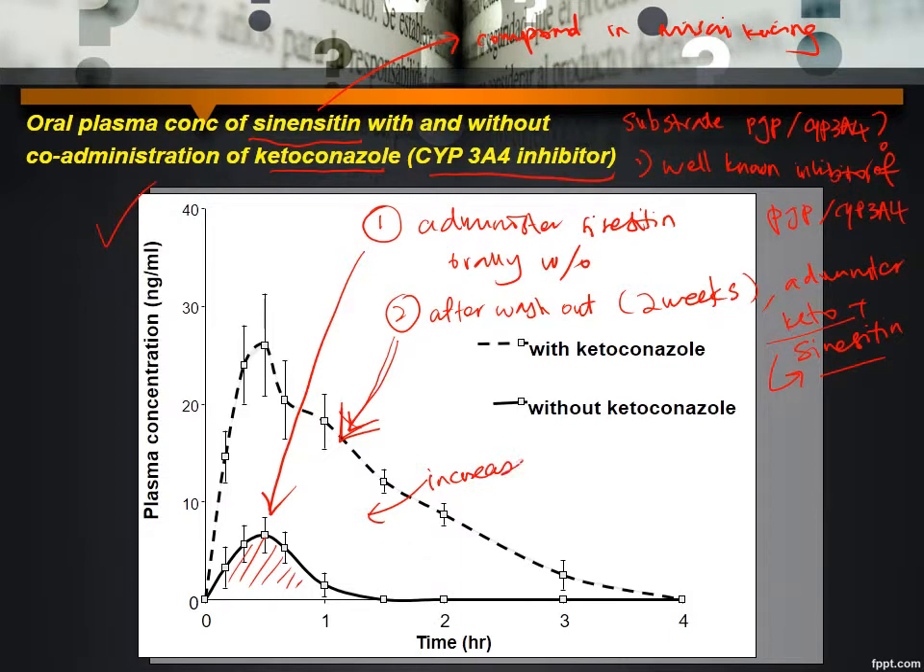In this case, we know the presence of ketoconazole affects the bioavailability of sinecytin, and ketoconazole is a strong inhibitor of CYP3A4, so the absorption of sinecytin is closely related to CYP3A4. When it is closely related to CYP3A4, we hypothesize that it is a substrate for CYP3A4.